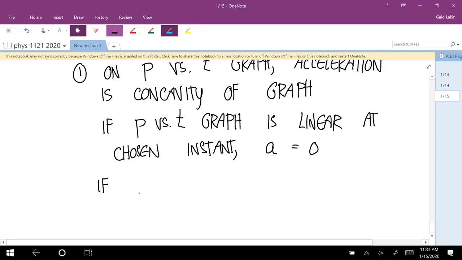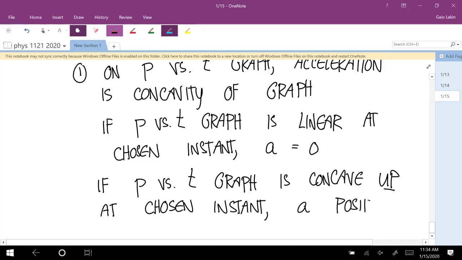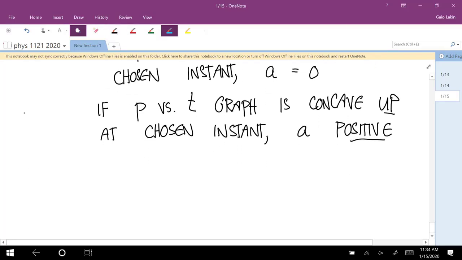If the P versus T graph is concave up at the chosen instant, then A is positive. So that's if you're talking about something like that. It looks like the mouth of a person with a positive mental outlook.